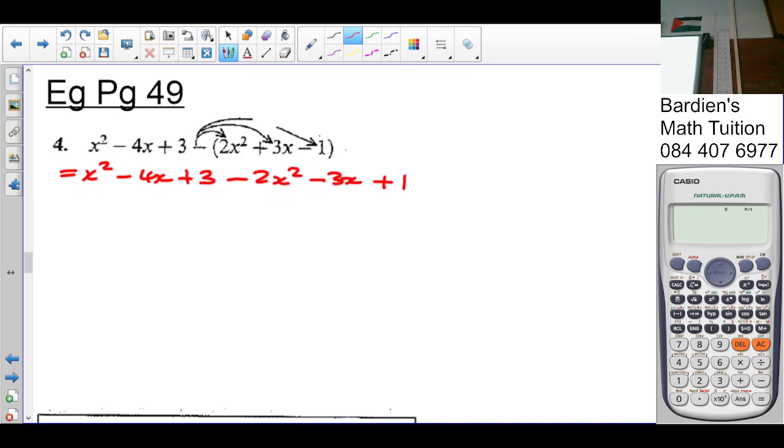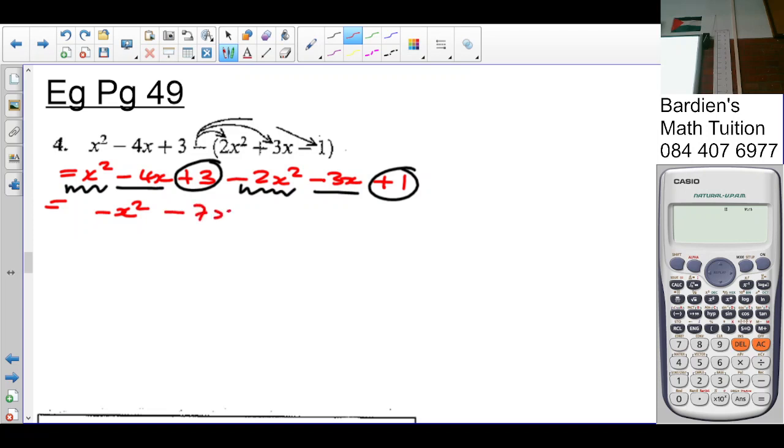Yes, sir. So what do we look for now? Like terms. So x squared is a like term too. Negative 2x squared. Negative 4x. Negative 3x. 2 and 1. So what's x squared minus 2x squared? Right, good. Negative x squared. Negative 4x minus 3x.